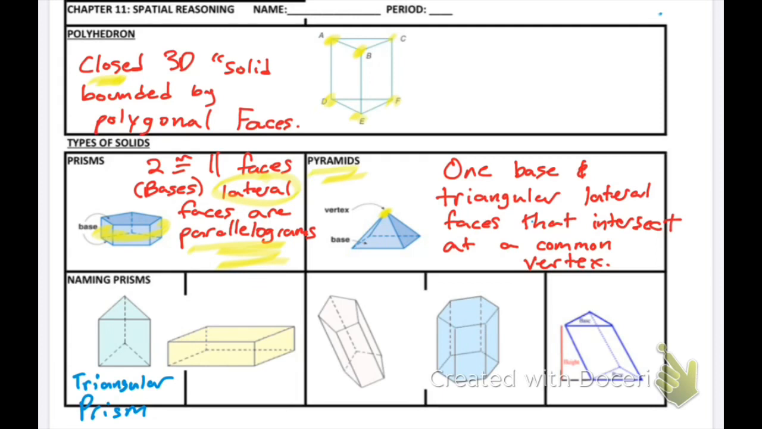Let's look at our next one. Well, this one here, what's the shape of my base? Well, I can orient this however I want, really. But there's a base. Those are my two bases, the top and the bottom there. So given those top and bottom bases, they are both rectangles. My lateral faces are parallelograms, so this would be a rectangular prism. So basically just look at the base. What's the shape of the base? And that's how you determine the name.